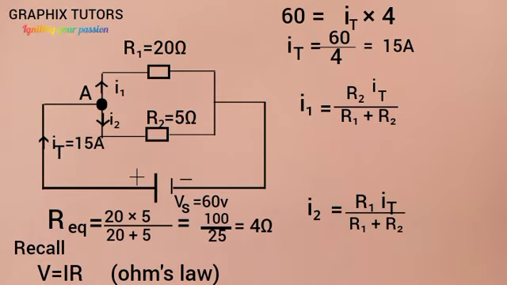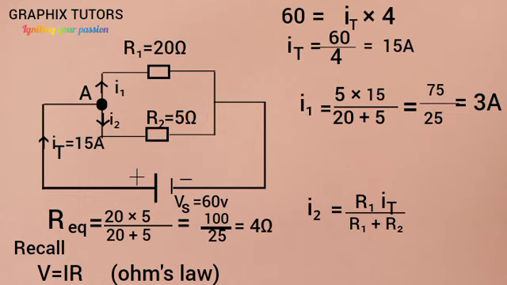Now if I input my parameters here, right, I'm going to be having the R2 is given as 5 multiplied by the I total, which is calculated to be what? 15, all over 20 plus 5. And that will give us what? 75 all over 25. And when you divide 75 by 25, we're having what? 3 ampere.